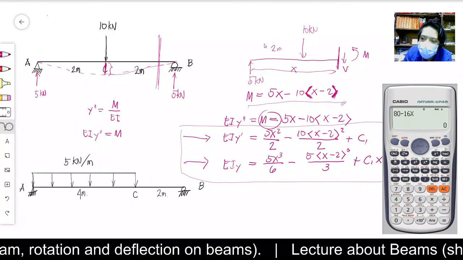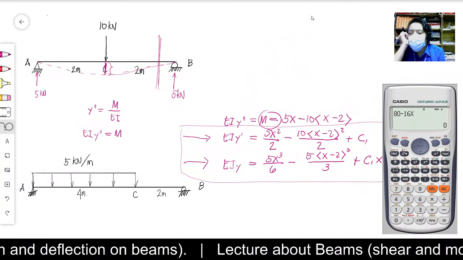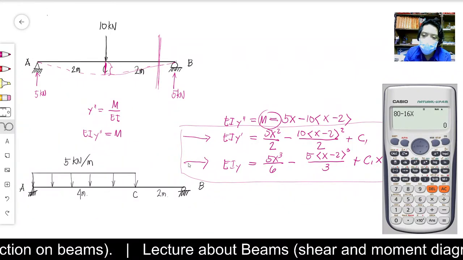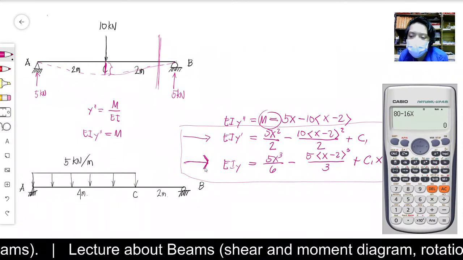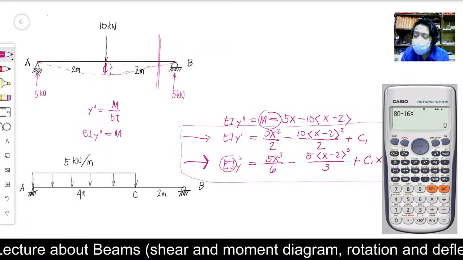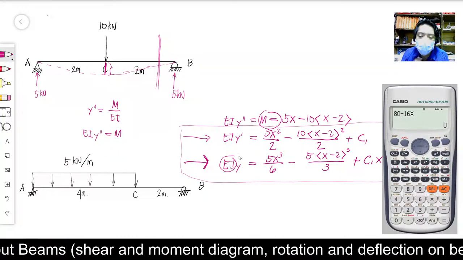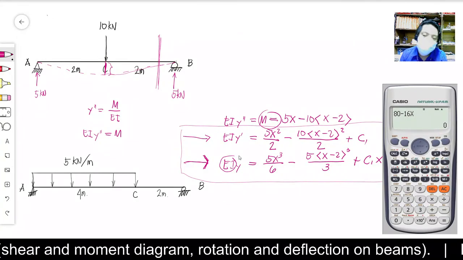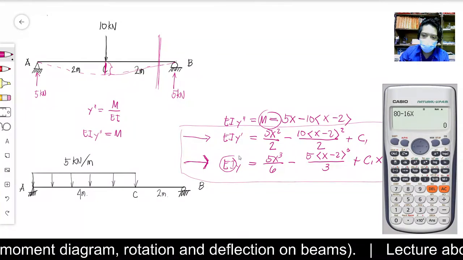Let me erase this first so I have space. Suppose we are asked for the deflection at point C. Of course, it is the deflection, so we use the second equation that we integrated. The y here is the deflection. The EI is the property of the section, and we will discuss it as we go on. E is the modulus of elasticity, and I is the moment of inertia.